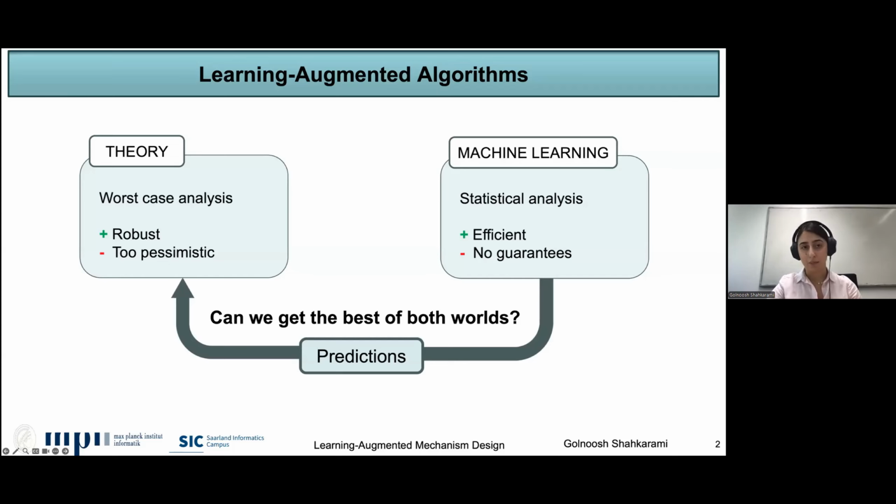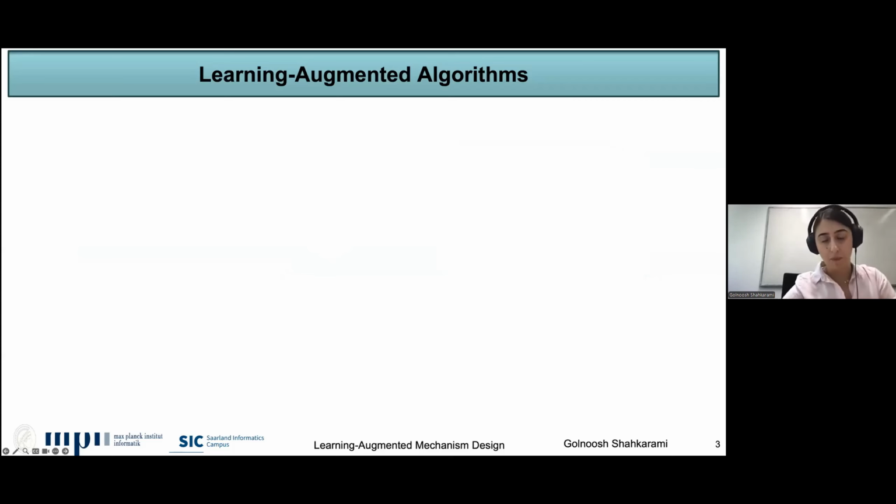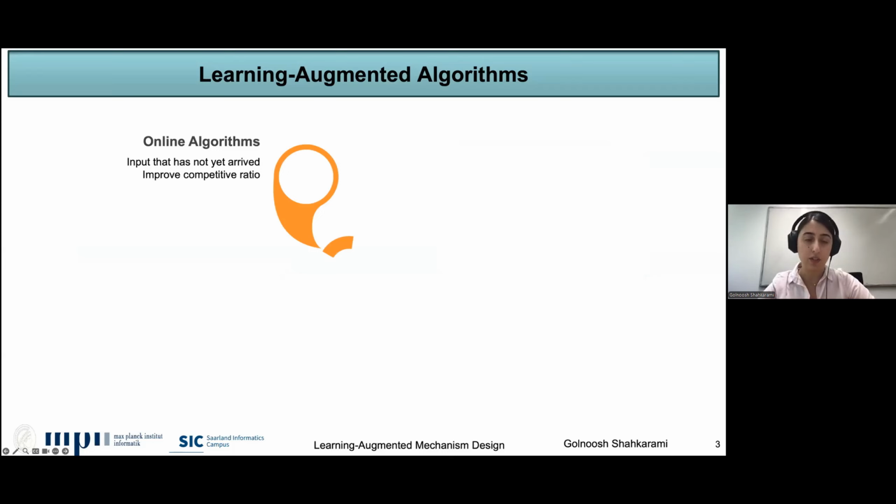Let me give you a few examples and explain where and how we can use this area. So consider the online algorithms area. In online algorithms, we do not have the entire data in the beginning and data arrives over time. We should make some decisions and we evaluate these algorithms using competitive ratio. Now we can ask for some prediction about this future data that we have no information about right now. In case the predictions are accurate, we would like to improve the competitive ratio of our online algorithm. But also we would like to have robustness against any bad prediction.